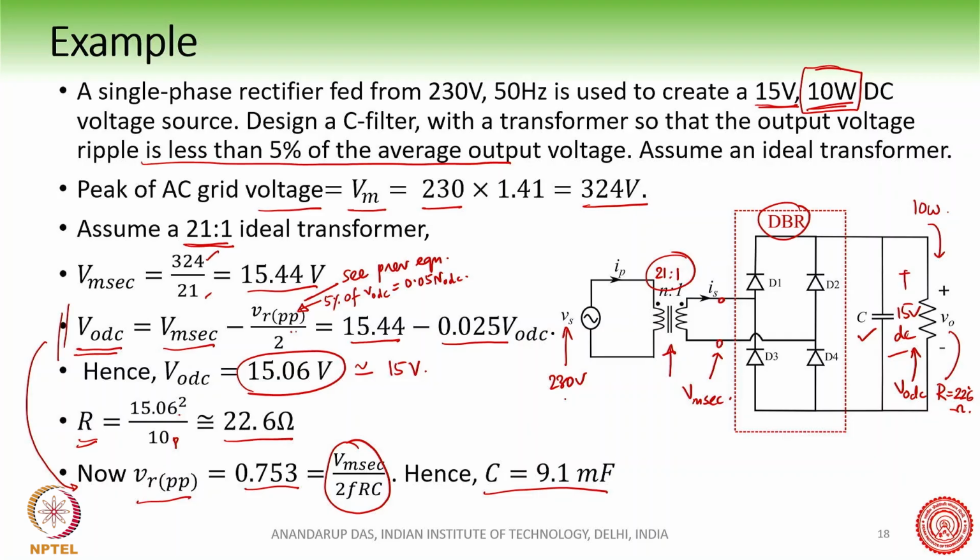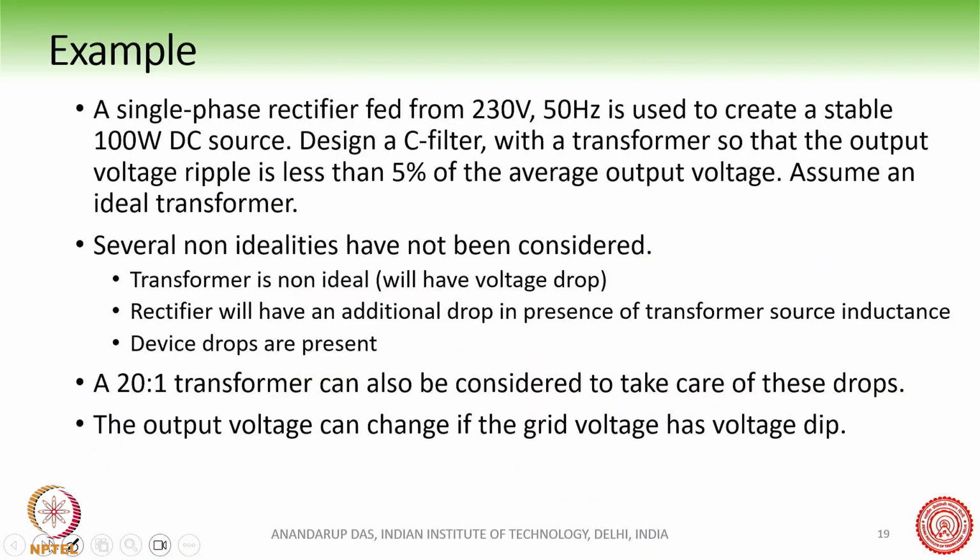Now this example which I have shown here is a very crude example. There are many non-idealities which we have not considered. The transformer, I have taken an ideal transformer, will in practice be non-ideal.